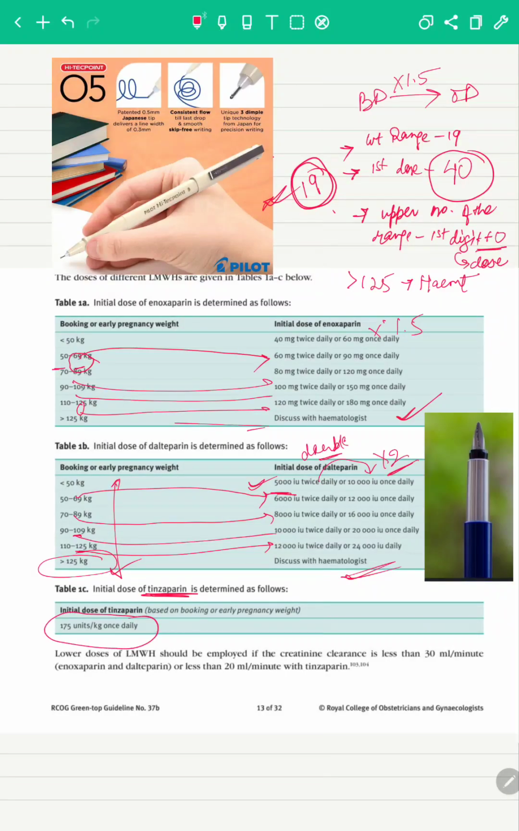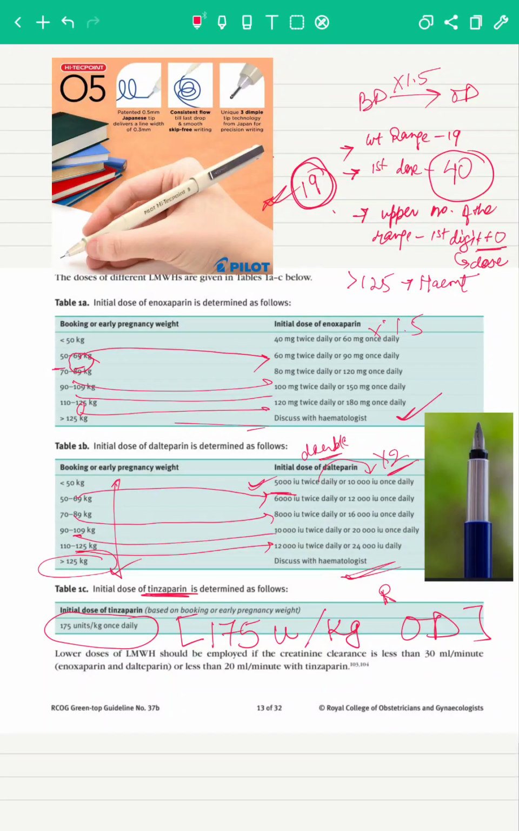Again we have, like it was 75 for thromboprophylaxis, it is 175 units per kg and once daily for treatment, the therapeutic dose. So it was 75 units per kg when it was prophylaxis. It's 175 when it is therapeutic.